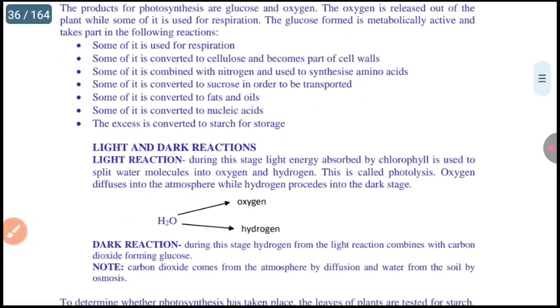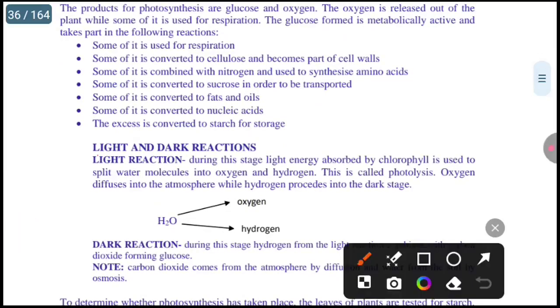So, light and dark reactions under photosynthesis. Light reaction: during this stage, light energy absorbed by chlorophyll is used to split water molecules into oxygen and hydrogen. This is called photolysis. Oxygen diffuses into the atmosphere while hydrogen proceeds into the dark stage.